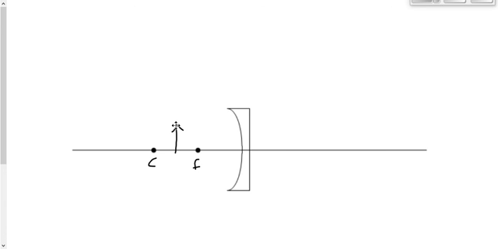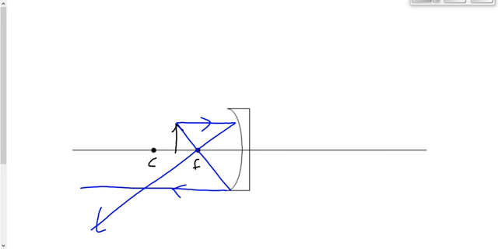First ray, parallel to the principal axis, down through the focal point. Second ray, down through the focal point, parallel to the principal axis. They're going to converge back here somewhere. What do you know about this one? Larger, smaller, same size? This is going to be bigger, larger, bigger, whatever you want to call it.